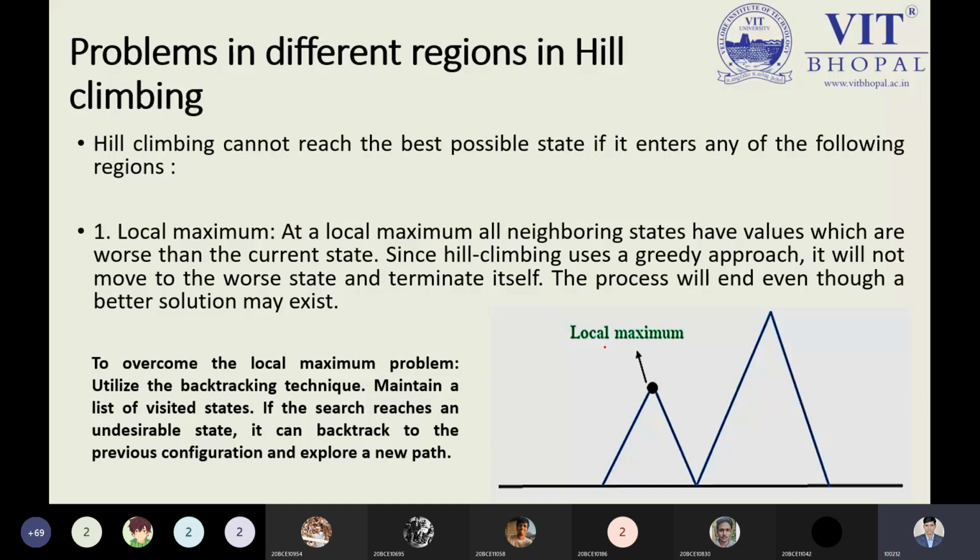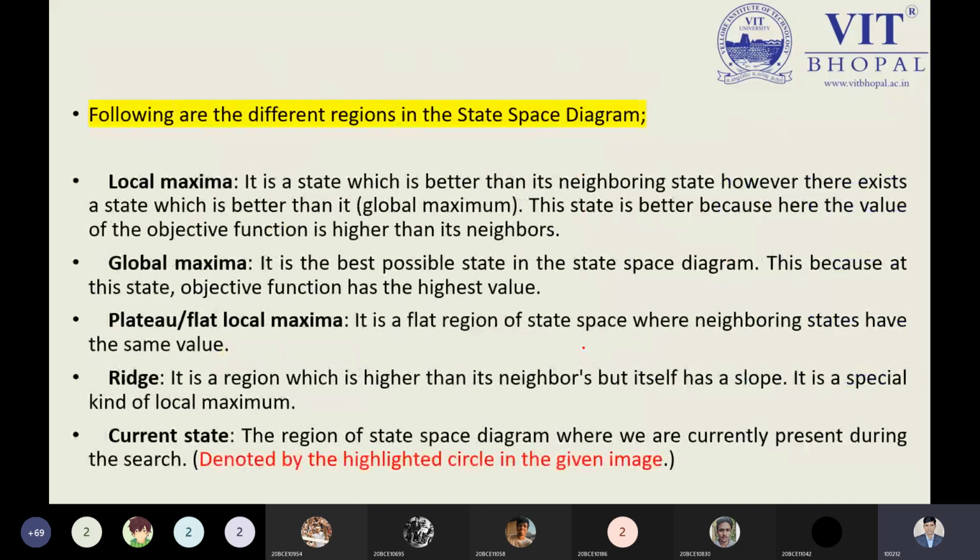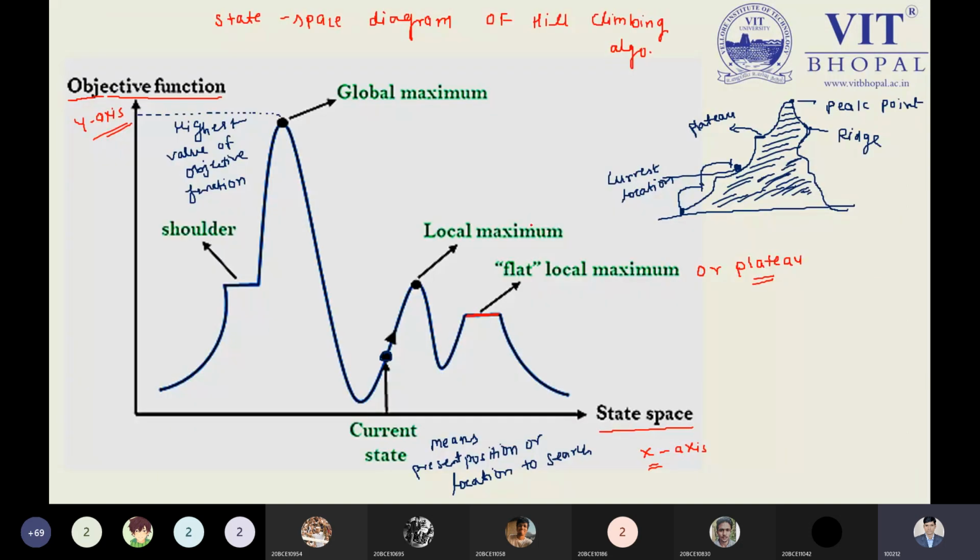I'm going back to the previous diagram. Just look at the local maximum. I'm speaking about the local maximum. If I'm at a local maximum position, I can reach a high value. But the global maximum is the one containing or representing the highest value of the objective function. So from the local maximum to the global maximum, I need to reach it.